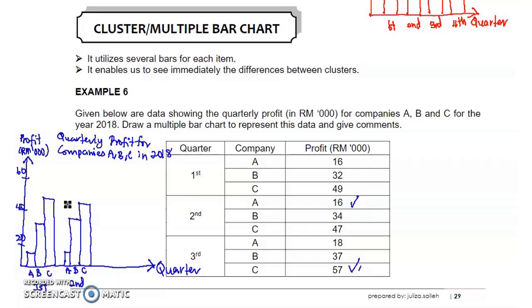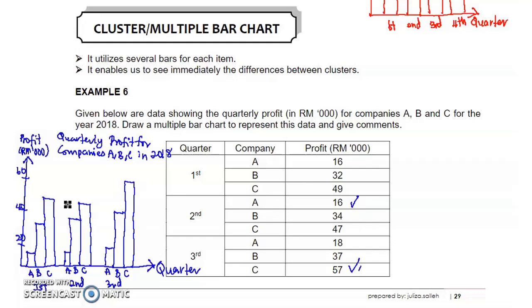And last cluster, so make space between cluster. A is 18, for example, around here. And then 37, let's say somewhere around here. And then 57, C. Okay, so that's how we draw cluster or multiple bar chart.